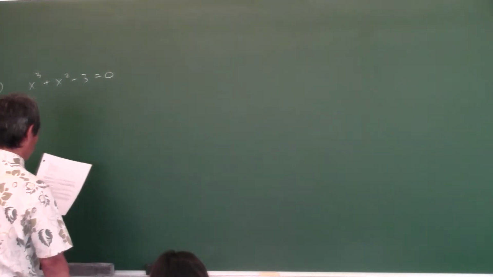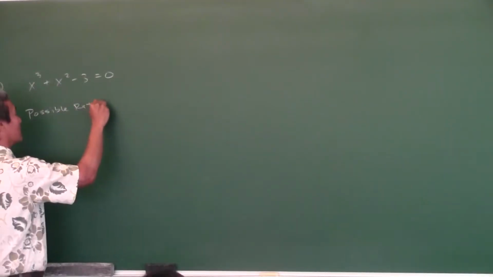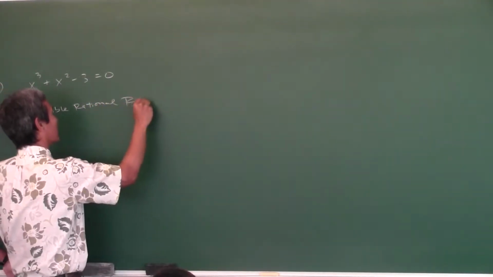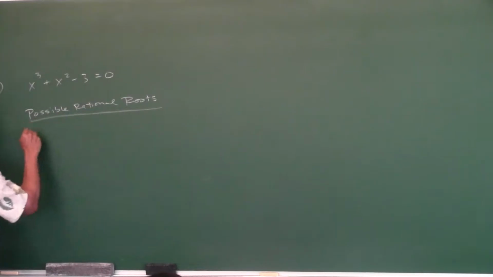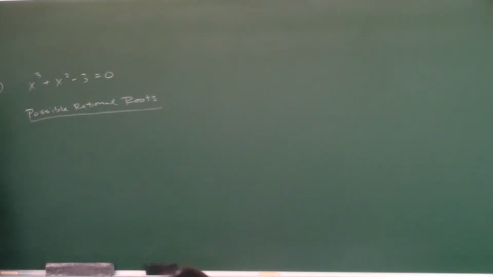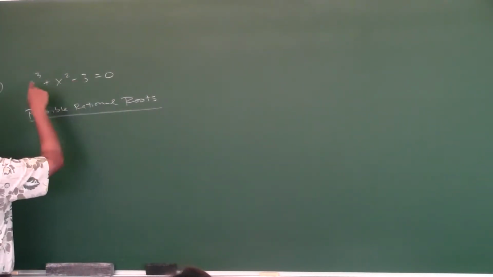Anyway, show that this equation has no rational roots, but that it does have an irrational root between x equals 1 and x equals 2. First of all, tomorrow you're going to have to list the possible rational roots. How do you figure out the possible rational roots? Factors of p over factors of q.